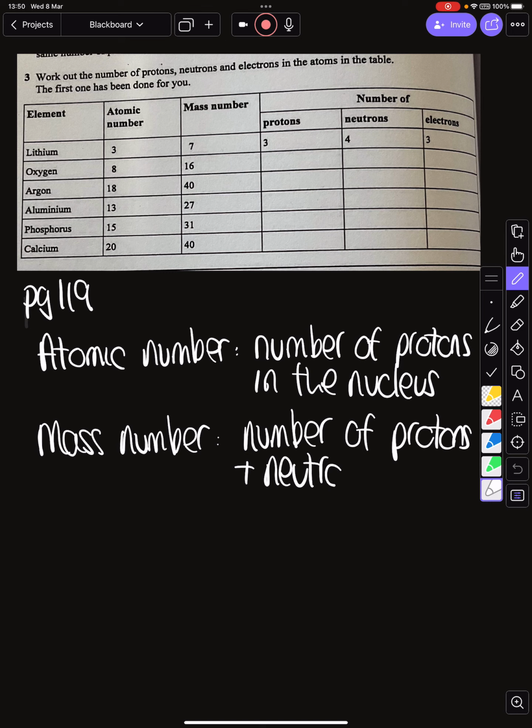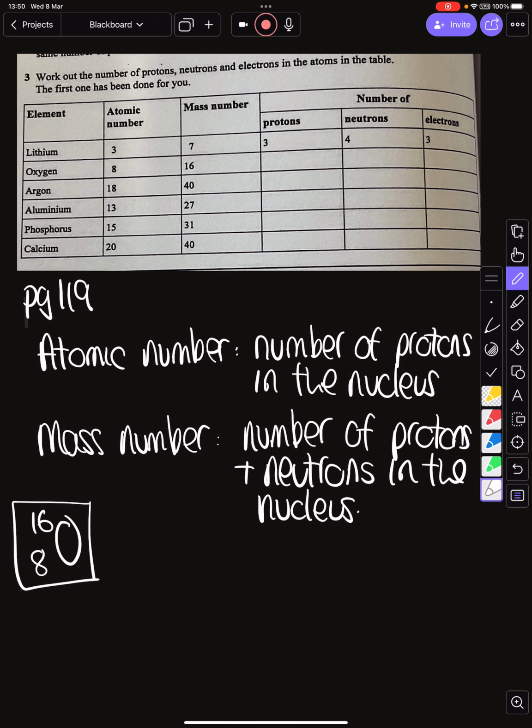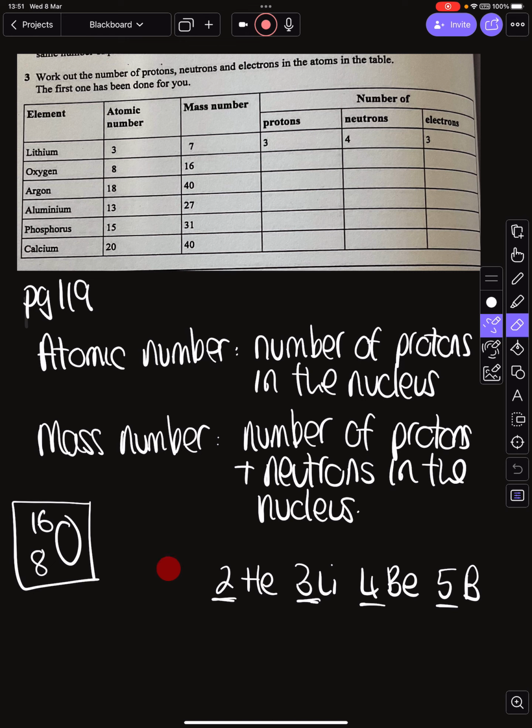Now, you may be given a table like this, or you may be given what something looks like in the periodic table. So if we look at oxygen in the periodic table, it'll have two sets of numbers. For homework, I asked you to learn the sequence of numbers: 1 hydrogen, 2 helium, 3 lithium, 4 beryllium, 5 boron, and so on. If you know those numbers, then these numbers are the atomic number. That's how our periodic table is arranged, in order of atomic number.